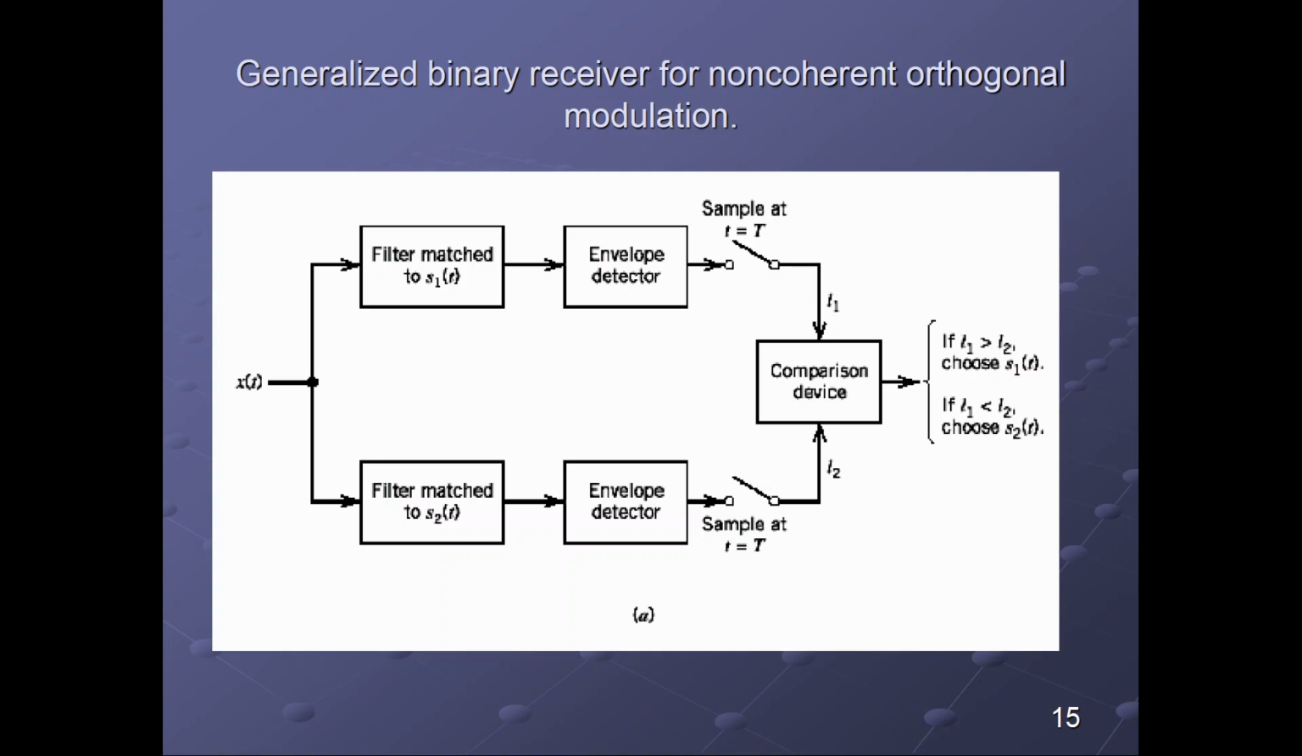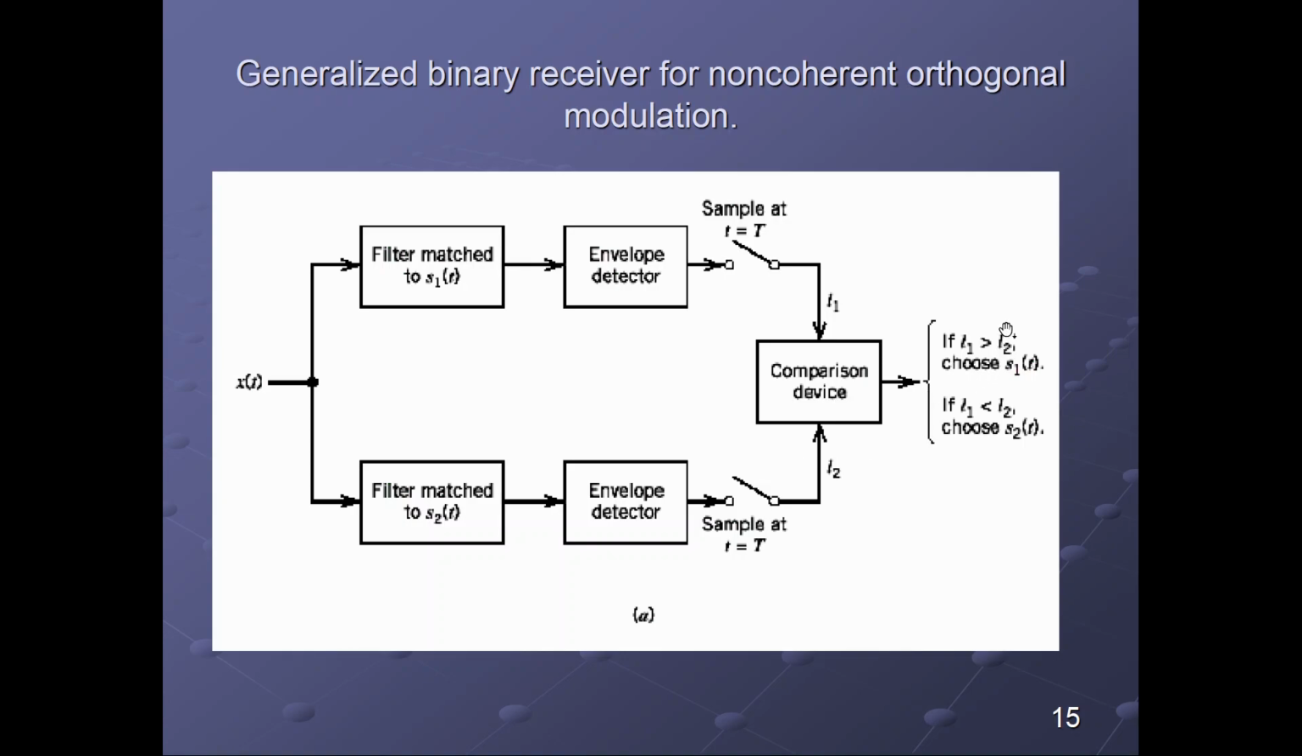Now, the block diagram of the generalized binary receiver for non-coherent orthogonal modulation. You have your signal, the signal you receive from your channel, and you pass it through a matched filter to S1 of t, and a matched filter to S2 of t. Then you have the envelope detector here, sample at t equals capital T, sample at t equals capital T, both in phase and quadrature, and then you have a comparison device.